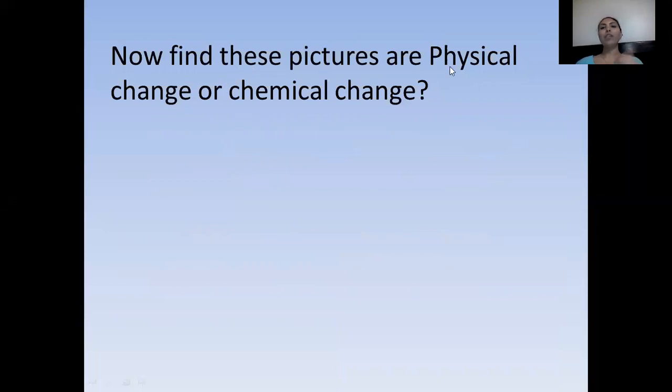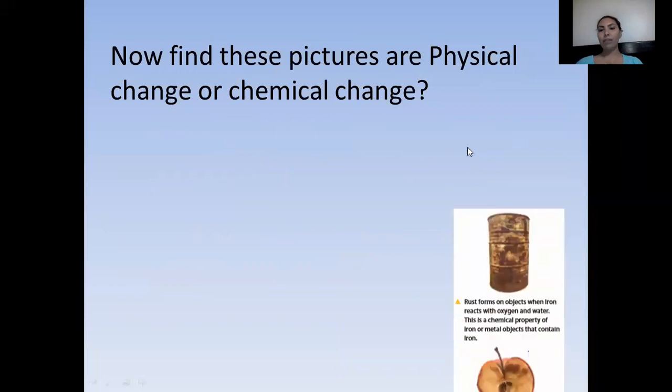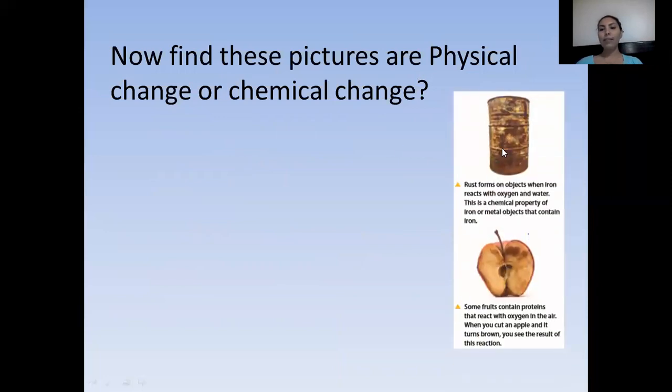Now look at these pictures. Did a physical change or chemical change happen? We have here rust, and here a brown apple. So rust is a type of chemical change, and also fruits contain proteins that react with oxygen in the air, and turn the fruits brown due to a chemical reaction. So a chemical change happens on it.